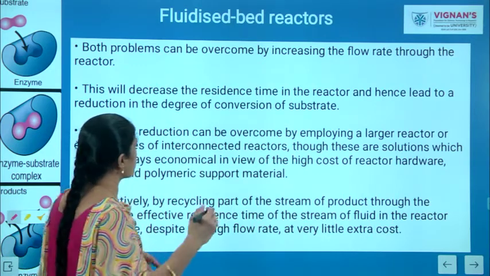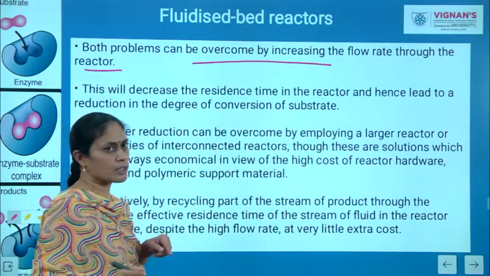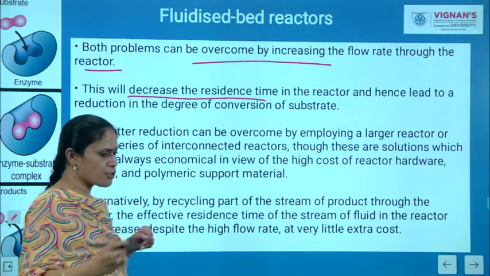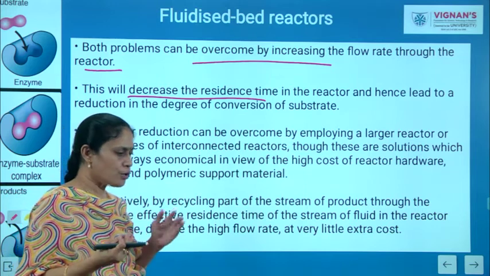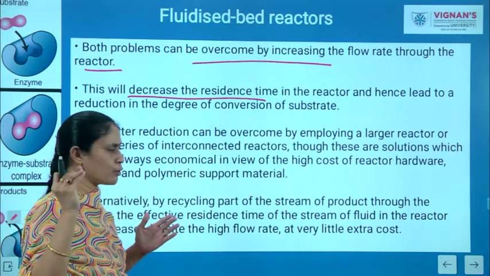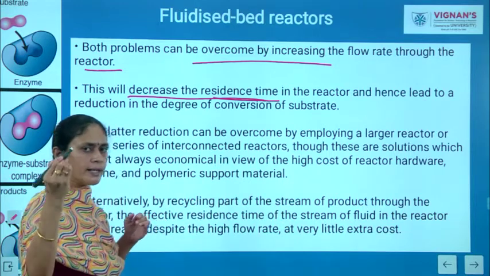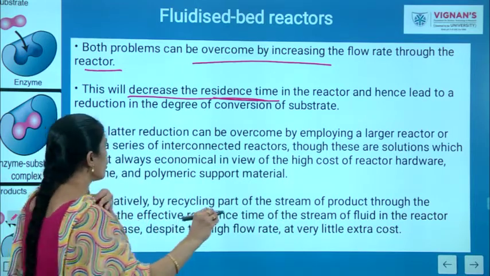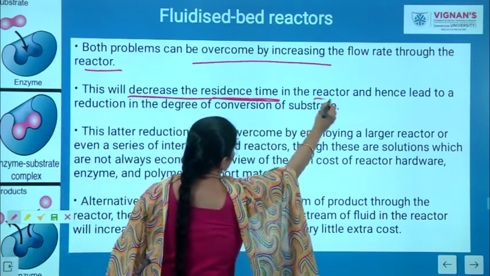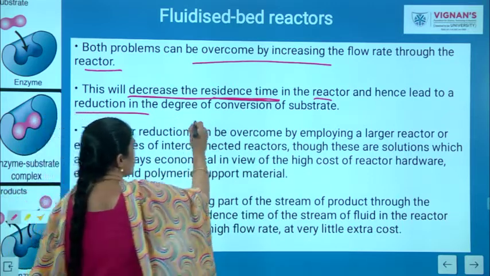How can you overcome these problems? You can overcome these by increasing the flow rate through the reactor. This will decrease the residence time in the reactor. As you are increasing the flow rate of your substrate, the substrate is in contact with the enzyme for a little amount of time. That means the residence time of your substrate within the reactor will be prominently reduced, leading towards the reduction in the degree of conversion of your substrate.